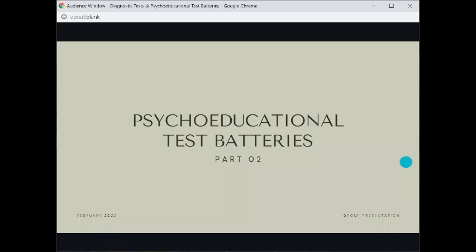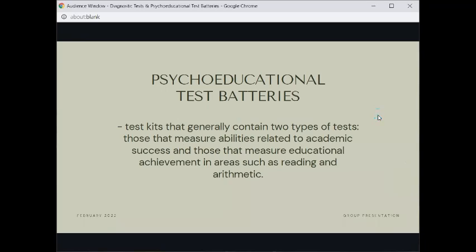So for the next one, psychoeducational test batteries. Psychoeducational test batteries are test kits that generally contain two types of tests: those that measure abilities related to academic success, and those that measure educational achievement in areas such as reading and arithmetic. They are designed to give an assessment on an individual's strengths and weaknesses across a broad range of skills and abilities. Unlike diagnostic testing, which is used to assess mastery of specific goals and specific areas of weaknesses, psychoeducational test batteries are more general in focus, testing a wide array of skills in a particular domain.